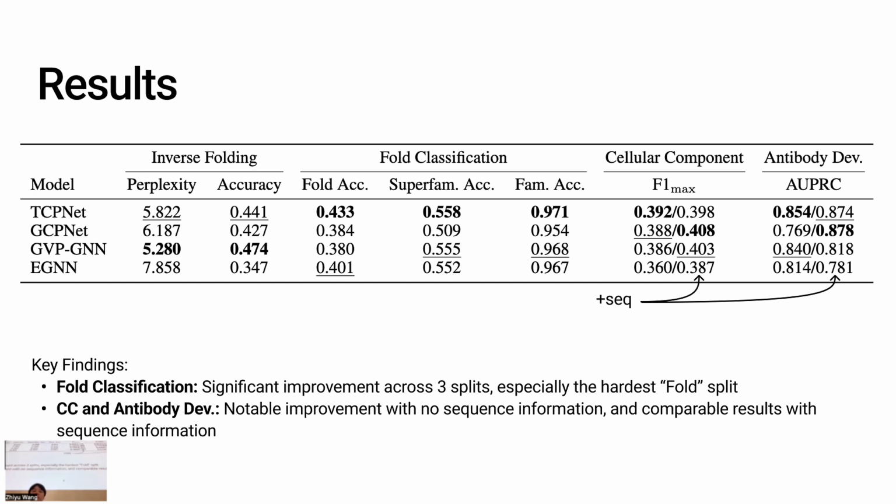And from the cellular component and antibody developability prediction, we can observe notable improvements with no sequence information, as shown in the left column of those two benchmarks, and comparable results with sequence information, which are shown in the right column for those two benchmarks. And this demonstrates robust performance of our model, even without the sequence data.